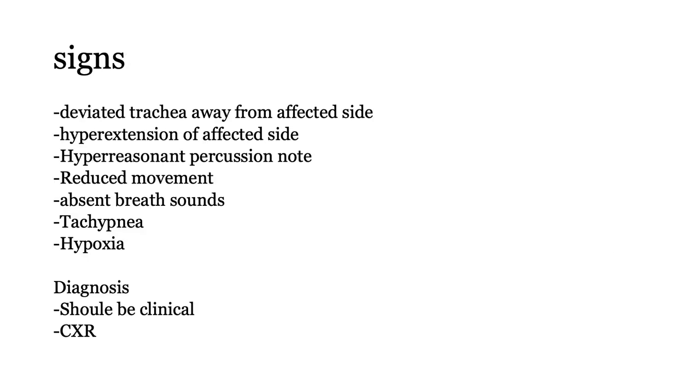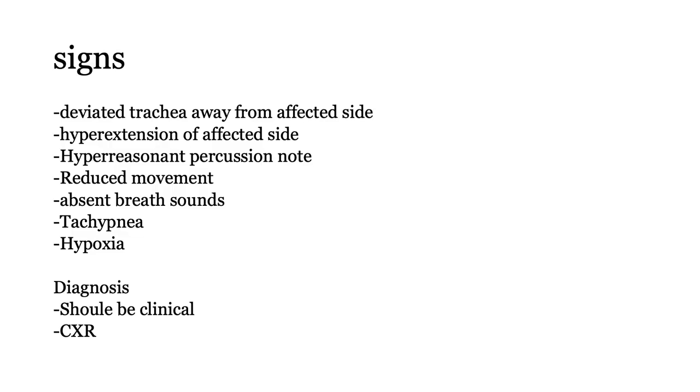We shall have a deviated trachea away from the affected side. Then we shall have hyperextension of the affected side of the chest, and that chest will be hyperresonant if you try to percuss. There will be reduced movements. There will be absent breath sounds. The patient will be tachypneic and hypoxic. So diagnosis for tension pneumothorax, it should really be a clinical diagnosis because it needs very fast intervention, or else the patient's condition could decline very fast.